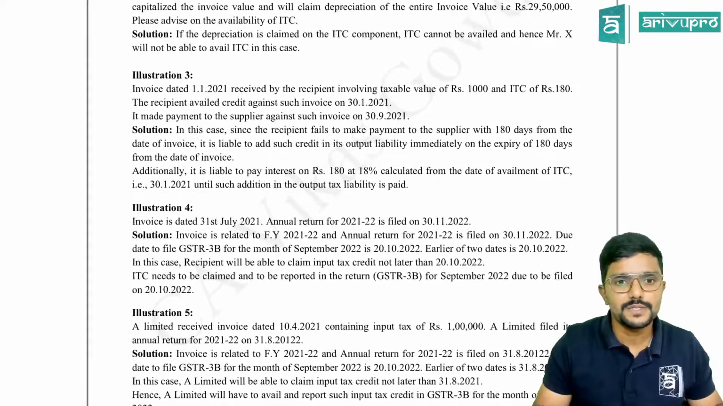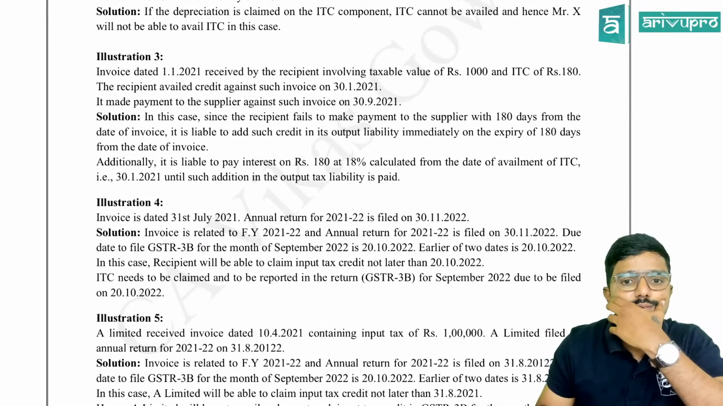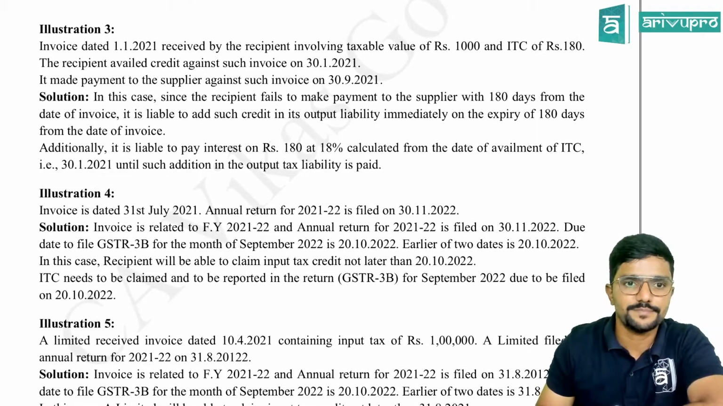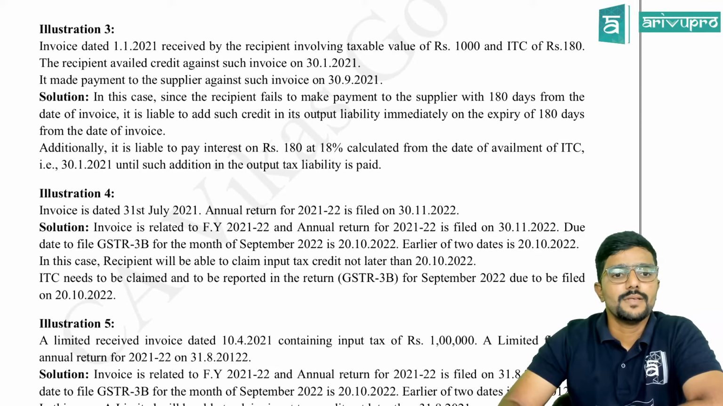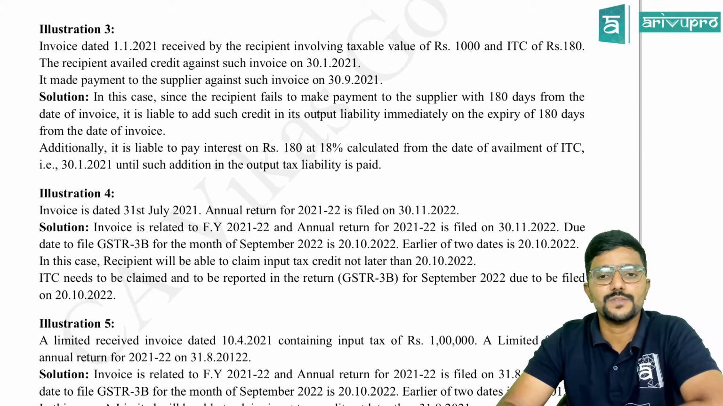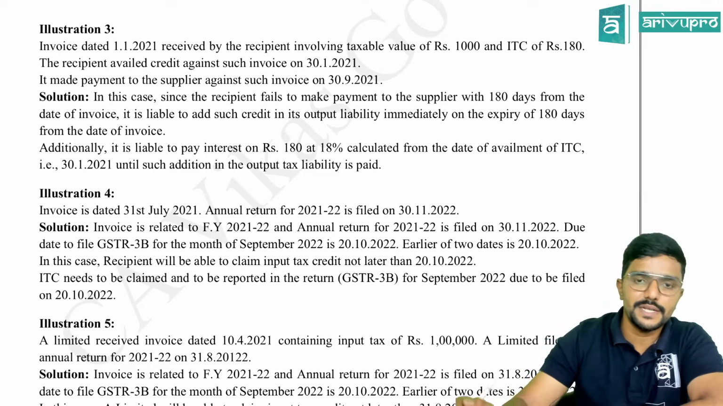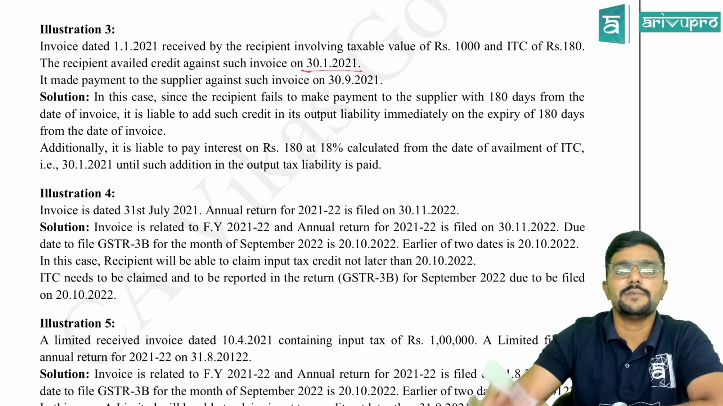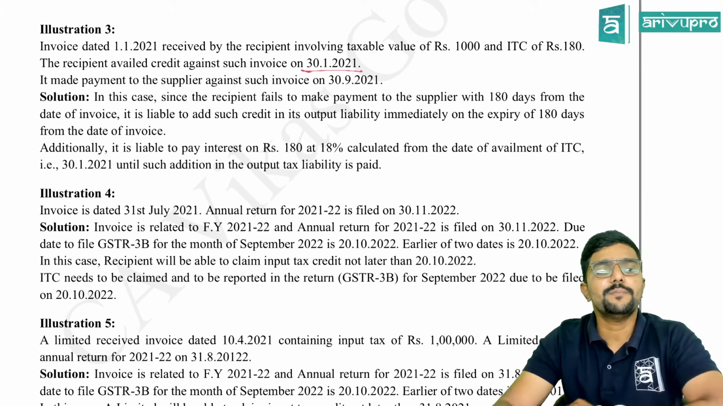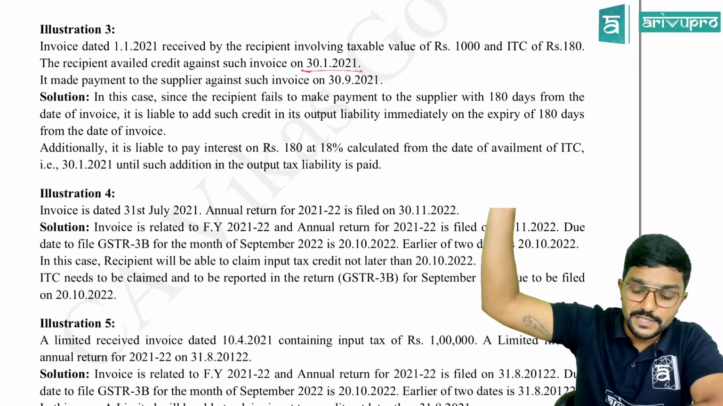Come to illustration 3. Illustration 3. Invoice dated 1st January 2021 received by the recipient. So invoice is 1st January 2021 received by the recipient involving taxable value of 1000 and ITC 180. The recipient availed the credit against such invoice on 30th Jan 2021. So he has already claimed the credit on 30th Jan, provided all other conditions are satisfied. It made payment to the supplier against such invoice on 30th September 2021.